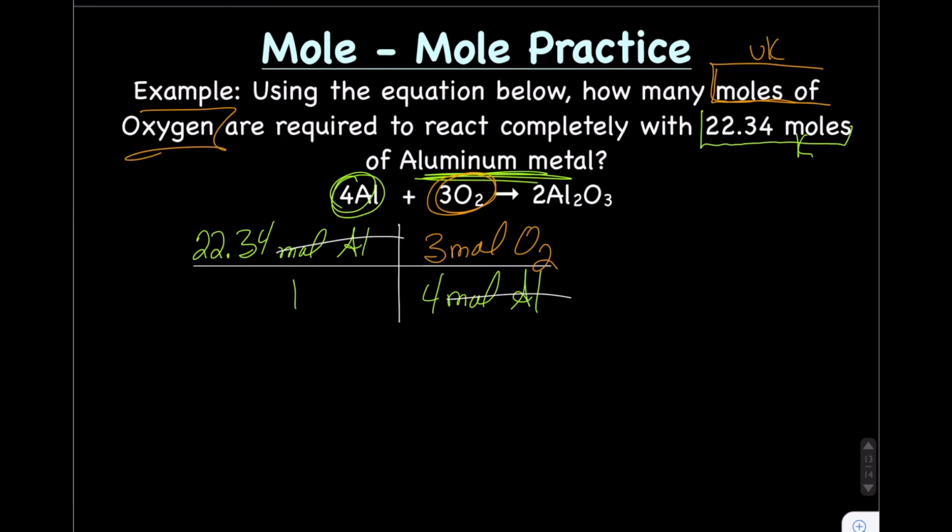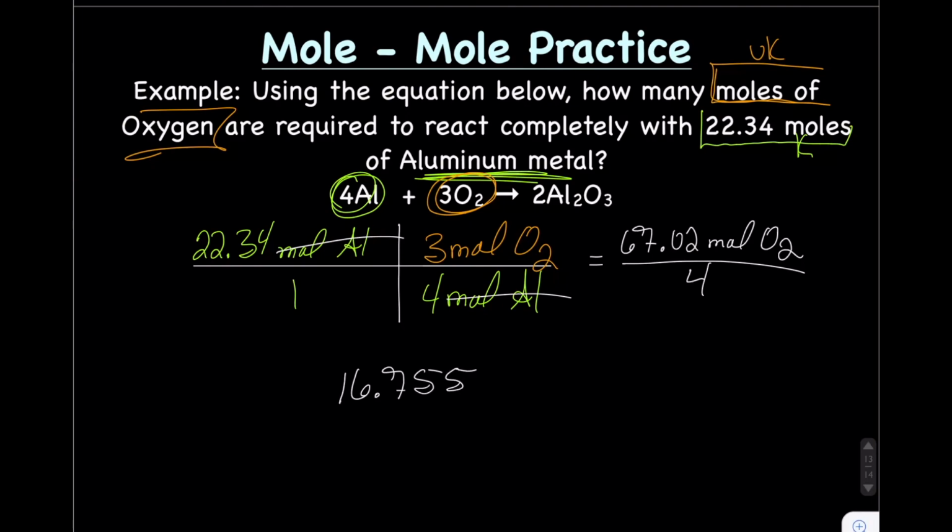So now we need to multiply across the top. And if I did this right, I came up with 67.02 mole O2 at the top. And multiplying across the bottom, I ended up with 4. And then I'm going to divide those two, giving me 16.755 mole O2. And the last step, everybody's favorite, sig figs.